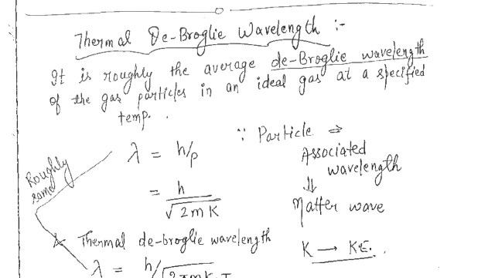What is the de Broglie wavelength? De Broglie wavelength lambda equals h upon p. By combining both the particle and wave nature, we got this equation. So this is the de Broglie wavelength. So it is roughly the average de Broglie wavelength of the gas particles.